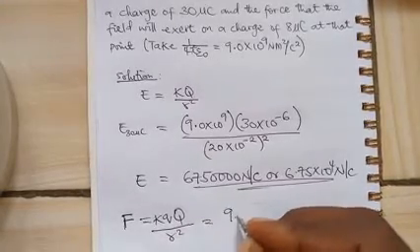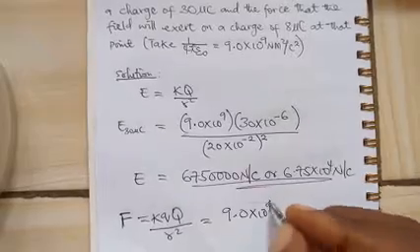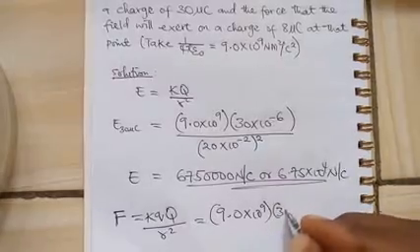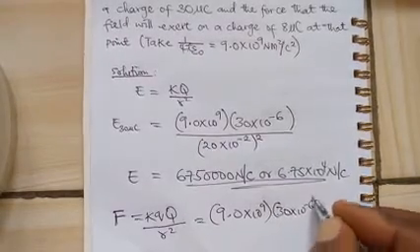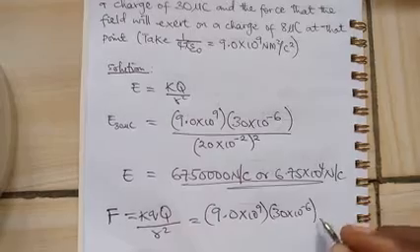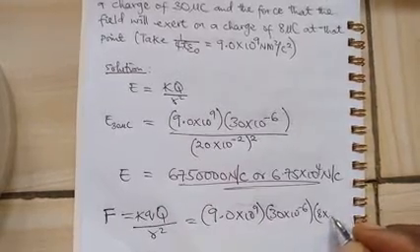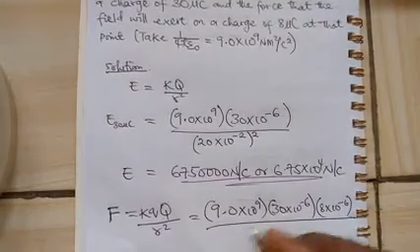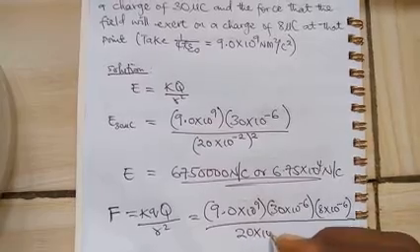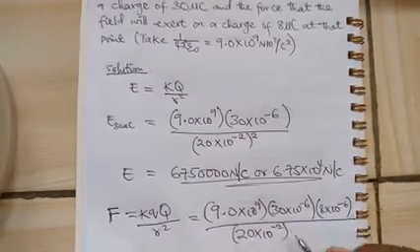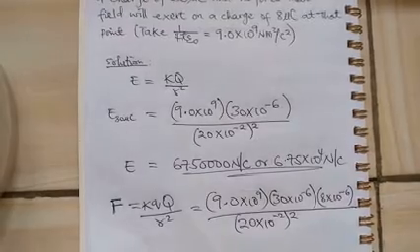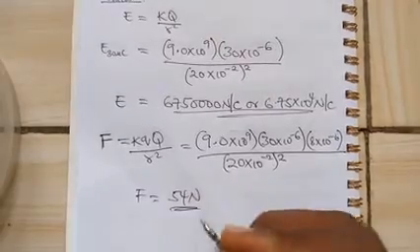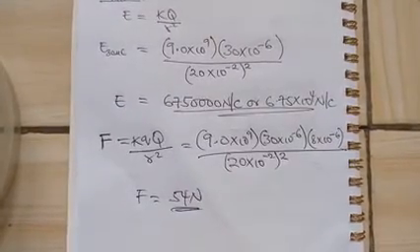So we can say 9.0 times 10 raised to power 9 times 30 times 10 raised to power minus 6. We can now bring in the new charge, which is 8 microcoulomb, 8 times 10 raised to power minus 6, all over the distance. The distance remains 20 times 10 raised to power minus 2, all squared. When you press your calculator, F is 54 Newton. So that's the question and the solution.